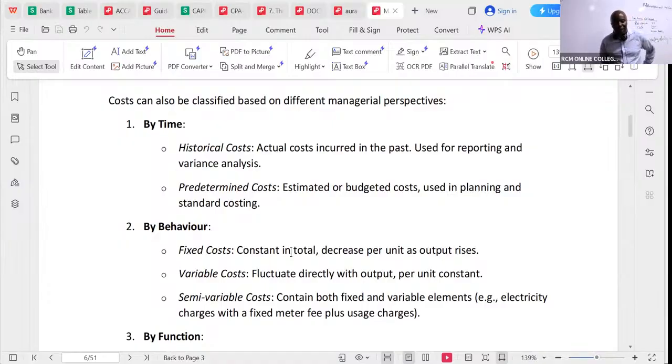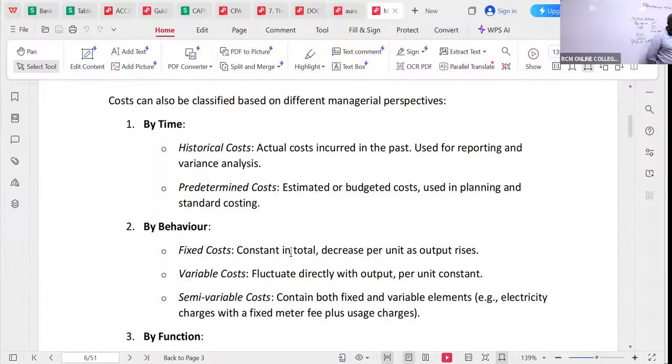Behavioral classification, we have fixed costs. They behave in a funny way. Goods produced are increasing by the day, but fixed costs are ever constant. That's a funny behavior. So fixed costs are constant in total. Leave alone that they decrease, they are always constant in total. That is fixed cost.